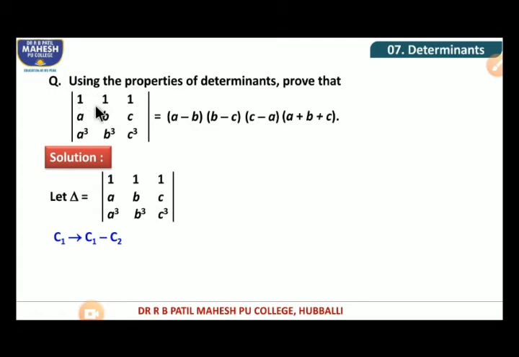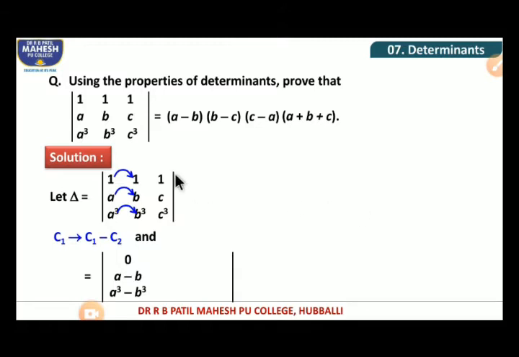Whenever ones are there in a row, then we can do operations between the columns to make some zeros. At least we have to make 2 zeros, then we can expand it finally. So we go to the process, that is C1 changes to C1 minus C2. Then we have C1 as 1 minus 1 is 0, a minus b, and a cube minus b cube. So the elements of the first column are 0, a minus b and a cube minus b cube.